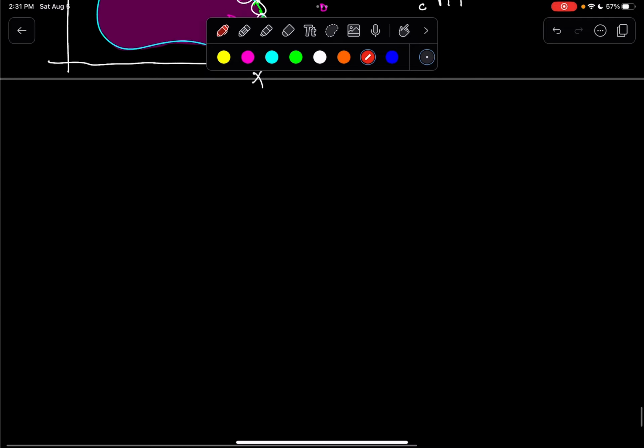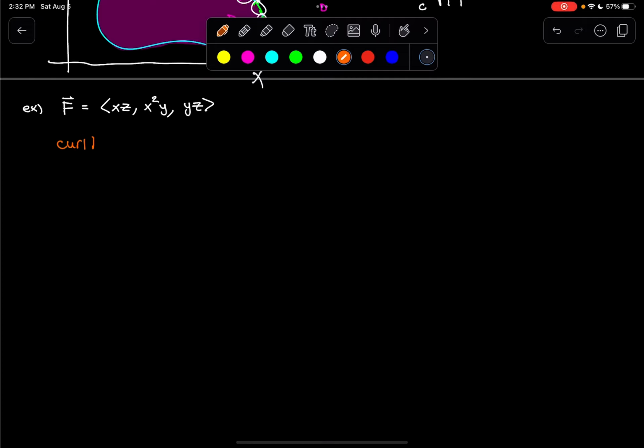So, for example, let's do an example calculation. Given the vector field, we can keep it, well, I guess we can make it 3D. Let's do xz, comma, x squared y, comma, yz. Let's say I give you this vector field and I ask you to calculate, I want to know what is the curl of F. Okay, the way that we're going to do this is we're going to do the del operator cross our vector field F, and we set this up doing our i, our j, our k.